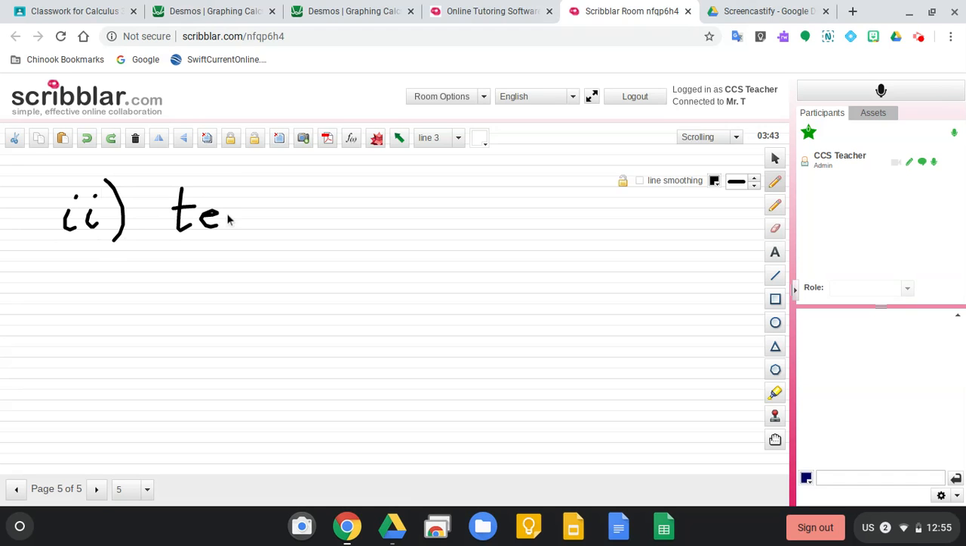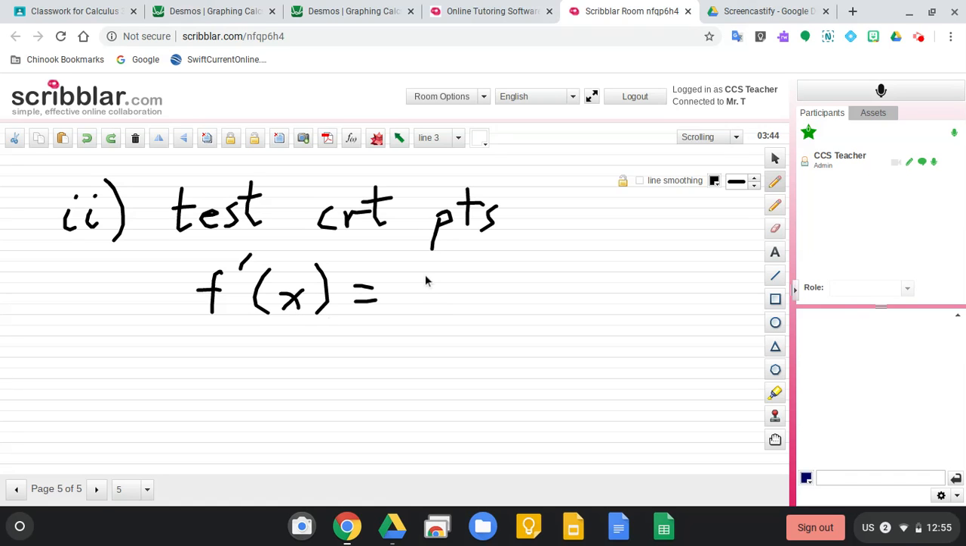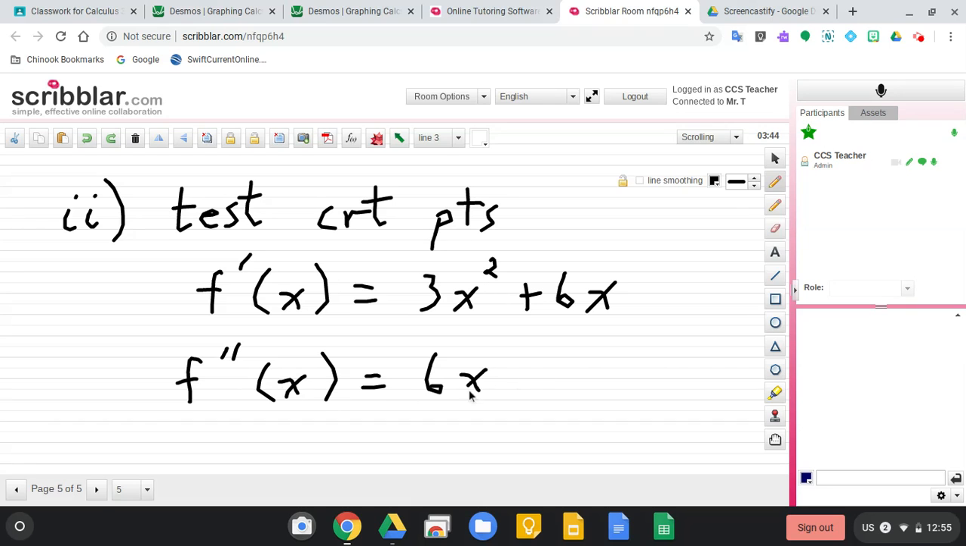So once I have my critical points, the second thing I always do is test my critical points. And in order to test my critical points, I need to find my second derivative. I'm just going to remind you, my first derivative we found already. My first derivative was 3x squared plus 6x. So now I take my second derivative, f double prime. Again, I'm just going to use the power rule. 2 times 3 is 6. That will be 6x plus 6.